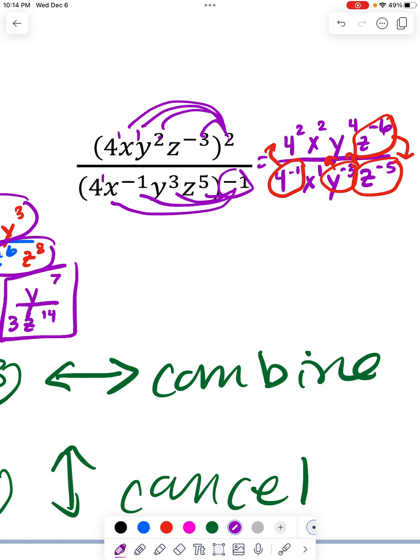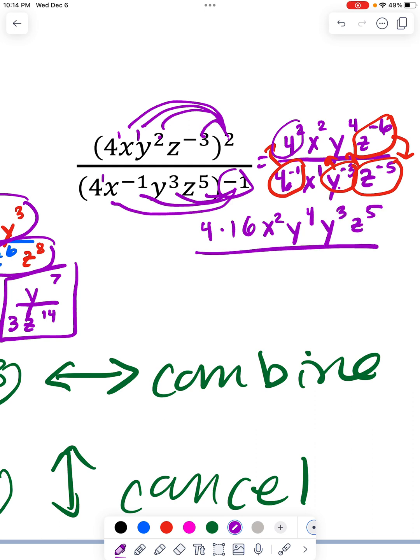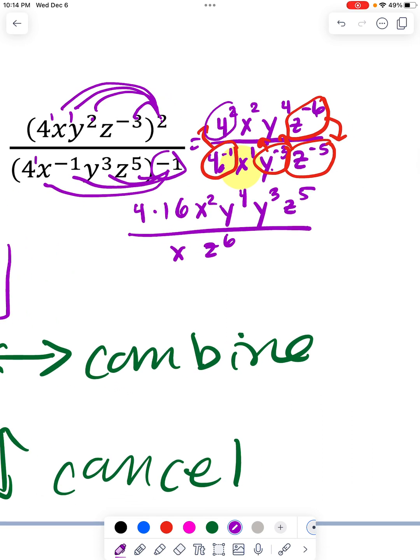First of all, 4 to the 2nd power is 16. I have my x squared and my y to the 4th that don't need to move. And then I'm moving up this 4, so I'm going to have another 4. I'm moving up this y to the 3 and z to the 5. On the bottom, I have this x, but I'm moving down that z to the 6th. So now that I've got all my negatives gone, 4 times 16 is going to be 64. Looking side by side, these two can go together. So I have y to the 4, y to the 7.